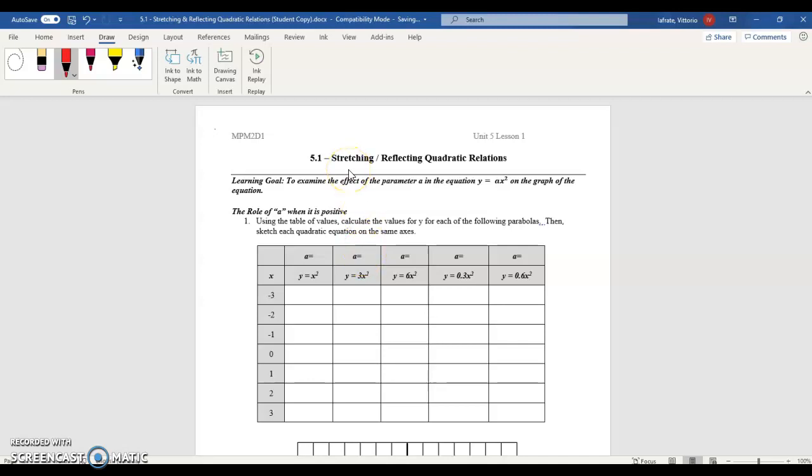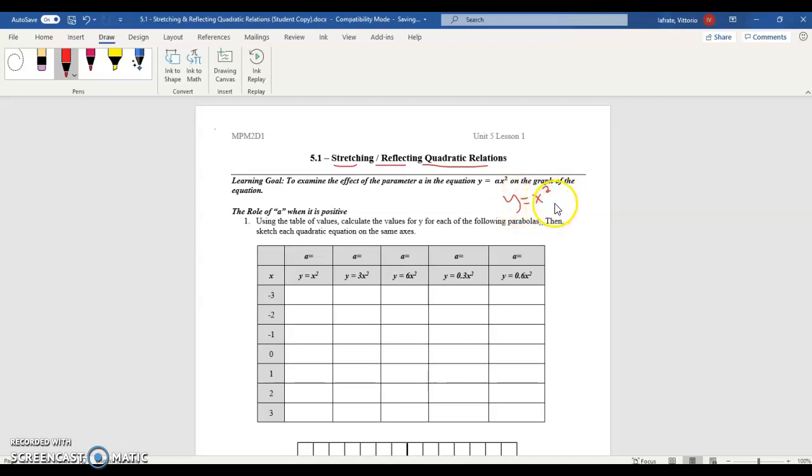This is a video lesson for 5.1, and this is part 1 of 5.1. We will be exploring stretching and reflecting quadratic relations. Our learning goal is basically to take our typical standard parabola of y is equal to x squared and then transform it in some way, modify this equation and see what happens to the graph.